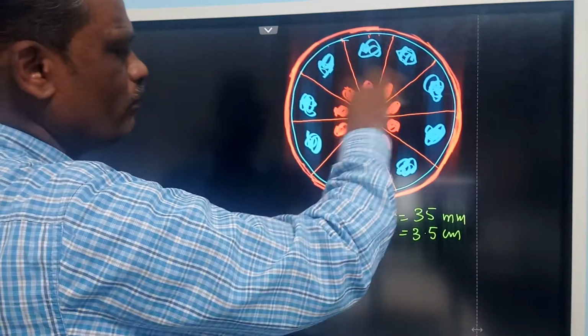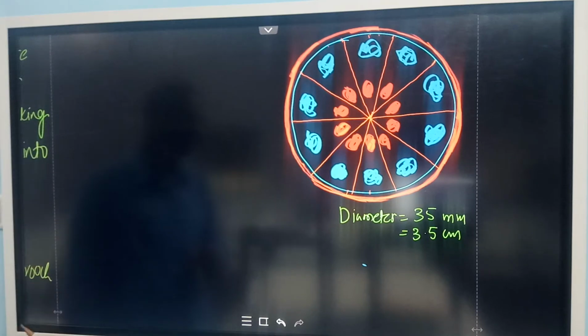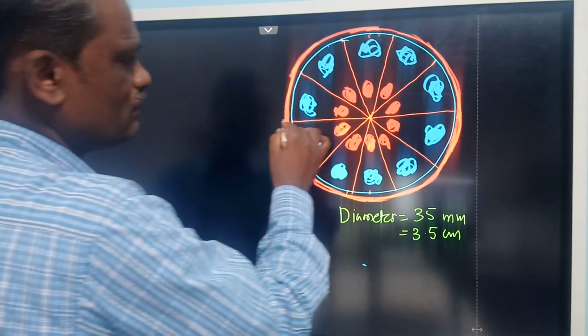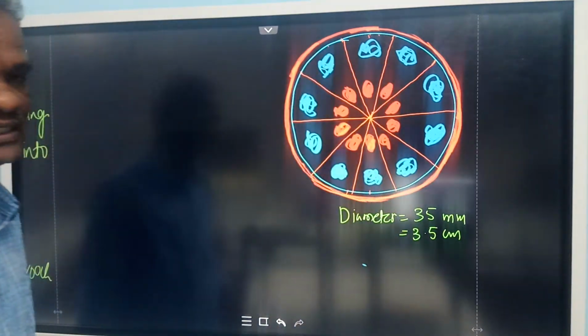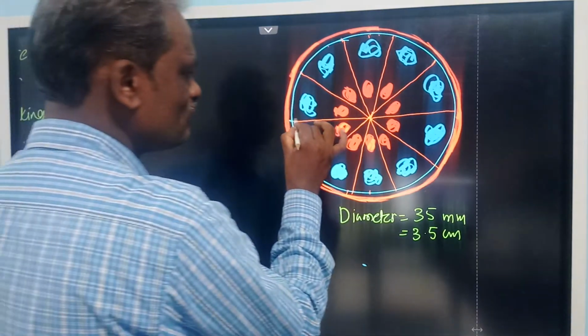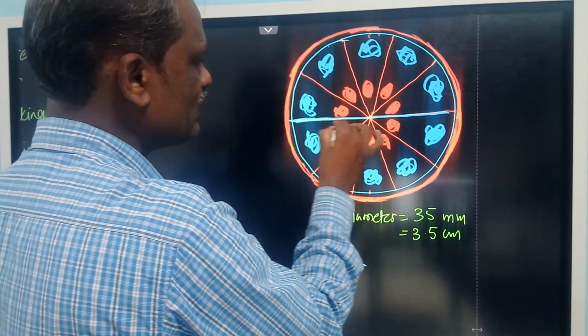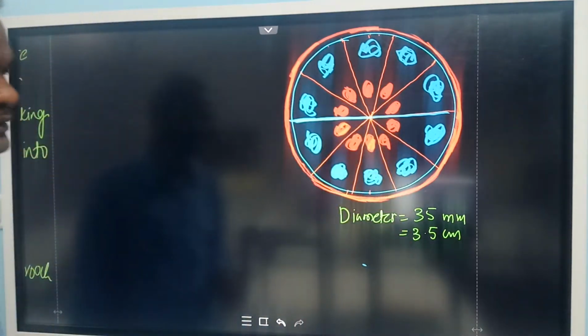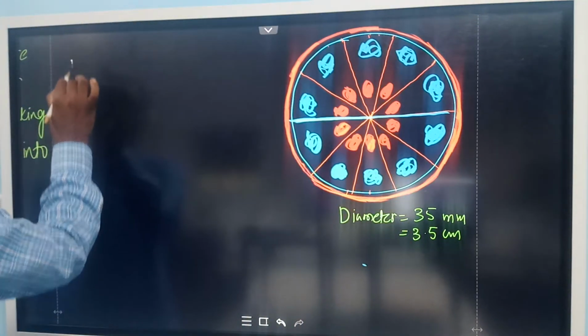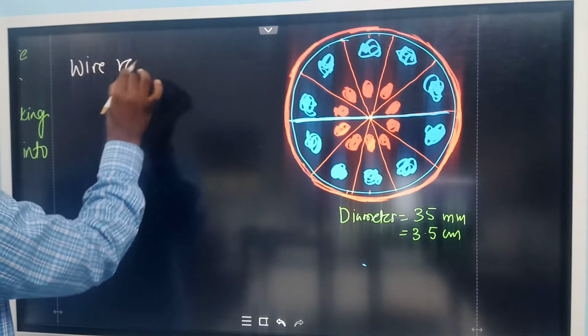Here is a brooch which is in the shape of a circle. It is made with silver wire. This length is made up only of silver. How many are there? We have 5 diameters. So, wire required for making 5 diameters.